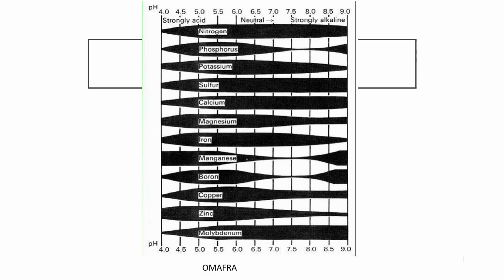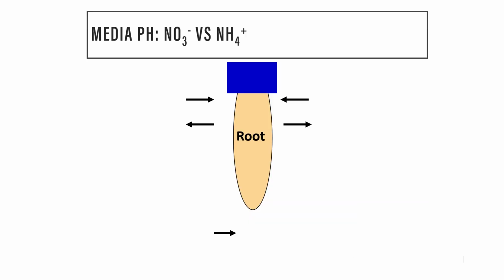So the wider these bars are, the more available that nutrient is to the plant based on the soil pH. And as you can see here, when you get out to 7.5 or 8, manganese is almost not available at all to that plant. Iron does the same thing.